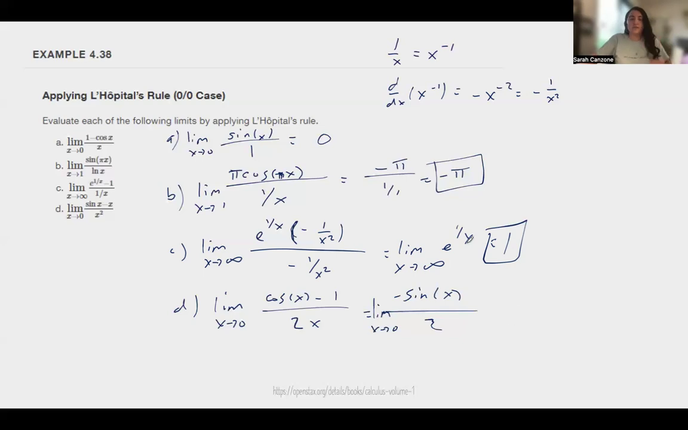And now I can try to plug it in again. Plugging 0 into sine, that's minus sine of 0, which is 0, over 2. But be very careful to remember you can have 0 in your numerator as long as you have a number in your denominator. So 0 divided by something is 0. So your answer here is just going to be 0.